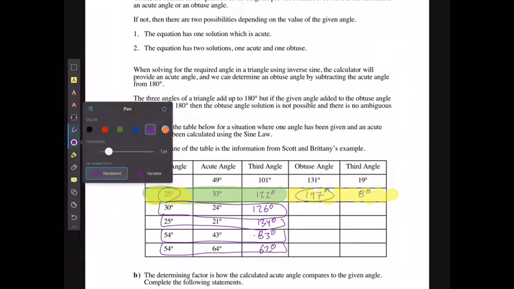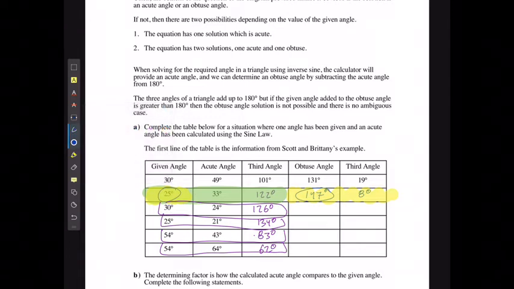If I'm looking at the obtuse angles, well, if I have the acute angle of 24 for this one, then the obtuse version of that is going to be 156. And if I have 30 plus 156, that's already bigger than 180. This is not possible. I can't have these two angles together inside of one triangle.